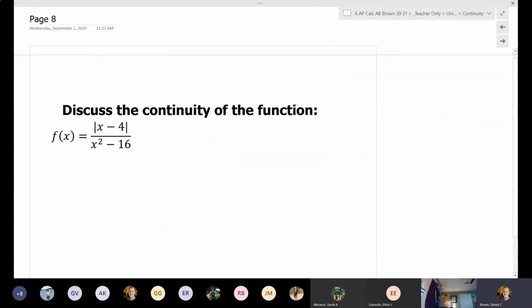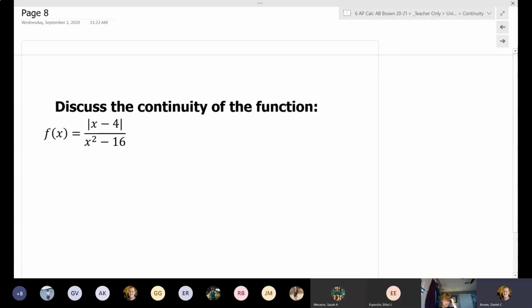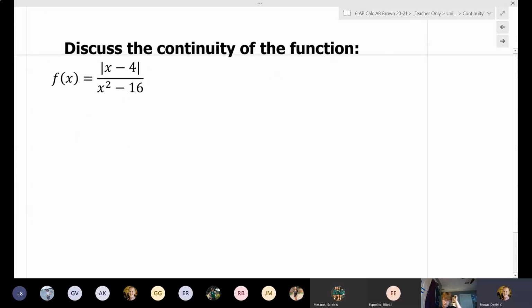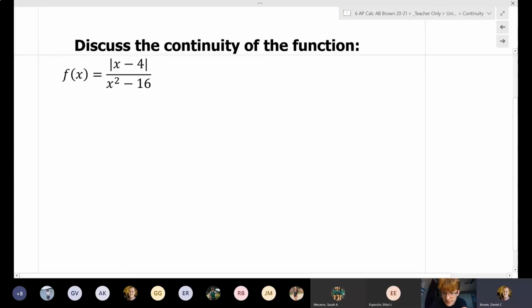Other types of problems that have discontinuities are going to be weird ones like this. I'm trying to just expose you to a variety of problems. I got a lot of these from like old AP questions. And it says discuss the continuity of the function. And so normally we're used to seeing things like x minus 4 over x squared minus 16. But this has the absolute value of x minus 4, so we do need to think about it a little bit differently. So the first question I want to ask you is how can we go about figuring out where this function would be not continuous at? Where do we find points of discontinuity?